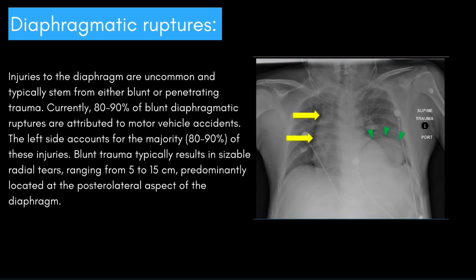Next, I'd like to move on and talk about diaphragmatic ruptures. Injuries to the diaphragm are uncommon and typically stem from either blunt or penetrating trauma. Currently, 80 to 90% of blunt diaphragmatic ruptures are attributed to motor vehicle accidents. The left side accounts for the majority, 80 to 90% of these injuries. Blunt trauma typically results in sizable radial tears ranging from 5 to 15 centimeters, predominantly located at the posterolateral aspect of the diaphragm.